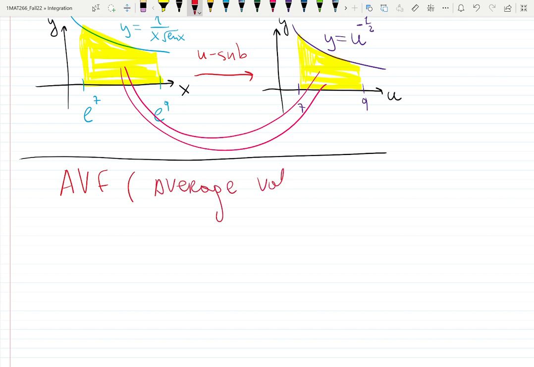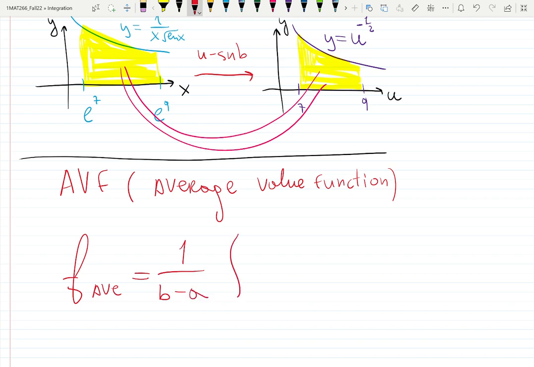Average value function. The thing is, the integral gives you some kind of value, a number. So what if you want to know the average of that? Well, the formula will be, when you find the average, you just divide by the length of the interval, 1 over b minus a, times the integral from a to b, f of x dx.